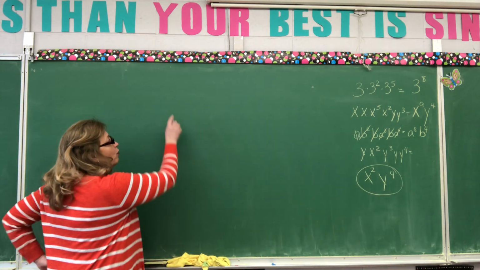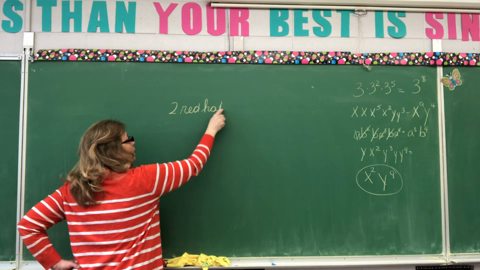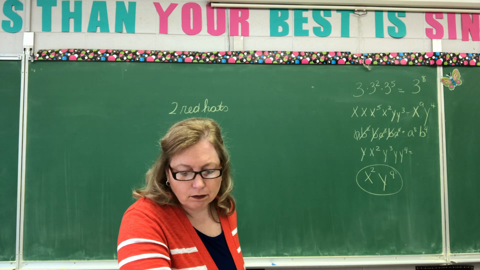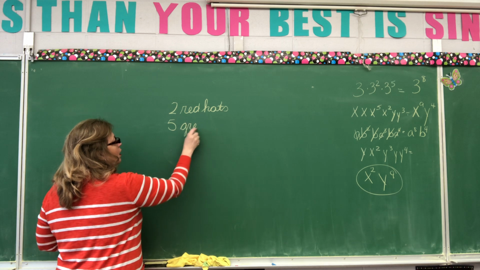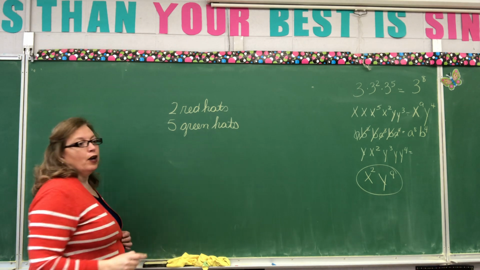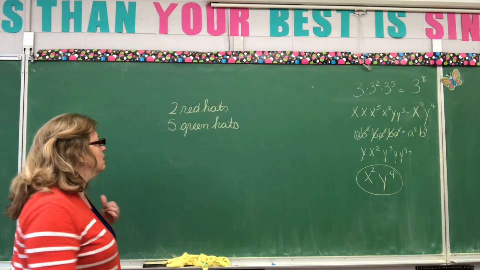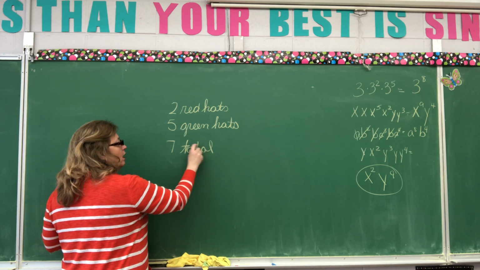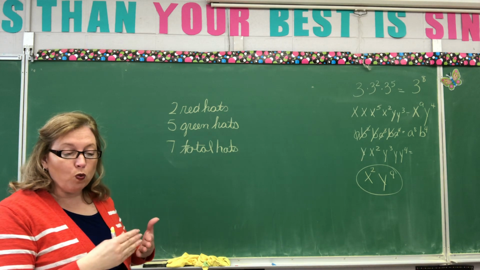Let's think this through. We have 2 red hats. Then our problem tells us that we have 5, let's see what color they are, 5 green hats. And our problem gives us a total, but we don't have a total. So what is our total? Our total is 7 hats. Okay, that one right here, total. Now, these are our longer, more complicated ratios. So what do we know?